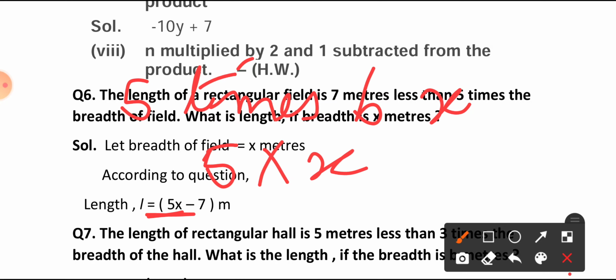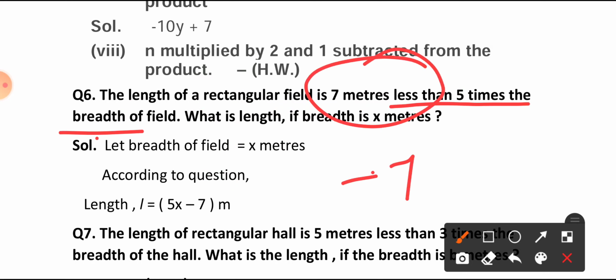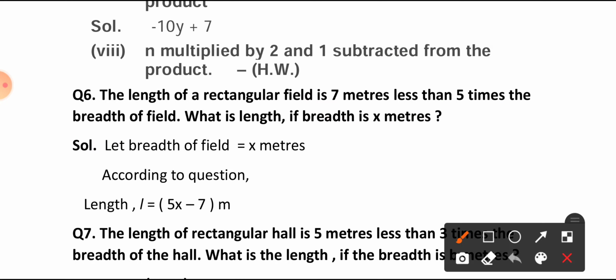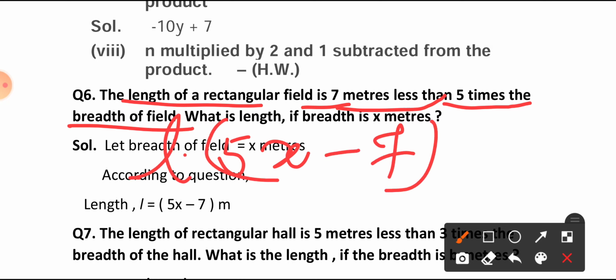Then it is given 7 meter less. 5 times breadth के बाद क्या दिया उसमें? 7 meter less. Less का मतलब होता है कम, means minus. So how do you have to make it? The length of the rectangular field is 7 meters less than 5 times the breadth of the field. First of all it is 5 times breadth, which means 5x, and 7 meter less means 7. So the length will be 5x minus 7 meters.